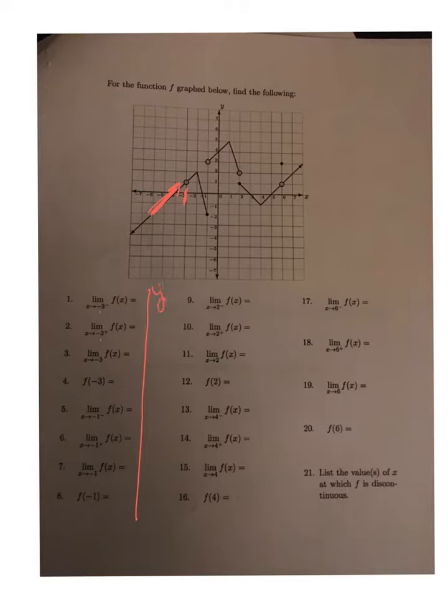So let's erase this guy now. Let's look at what happens as x approaches -3 from the left. As x gets close to -3 from the left, the y value is getting closer and closer to 1.